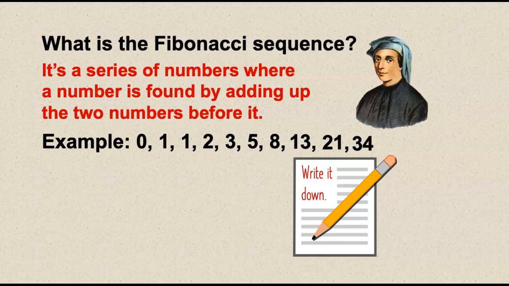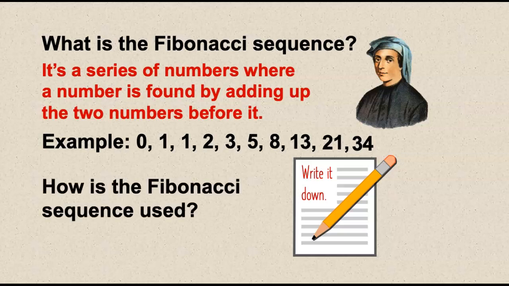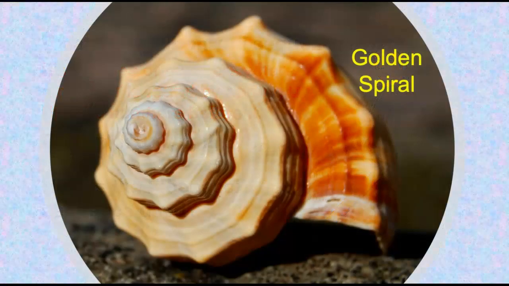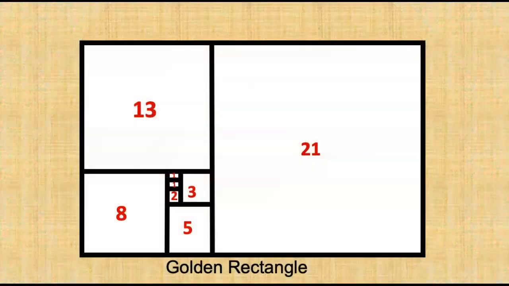The answer is 34. How is the Fibonacci sequence used? As I said, mathematicians have noticed how it applies to spirals that appear in nature. This is the golden spiral. To visualize how this applies to a spiral, we can first consider it geometrically by looking at quadrilaterals or rectangles.